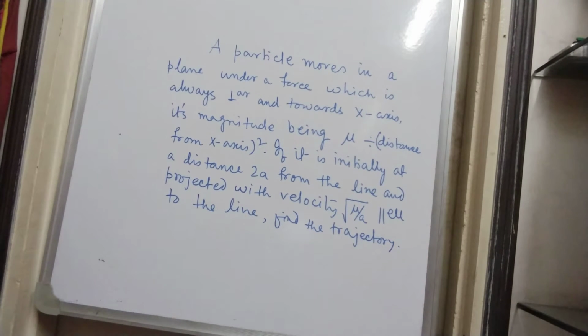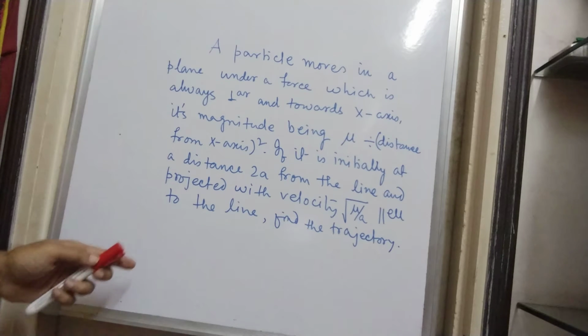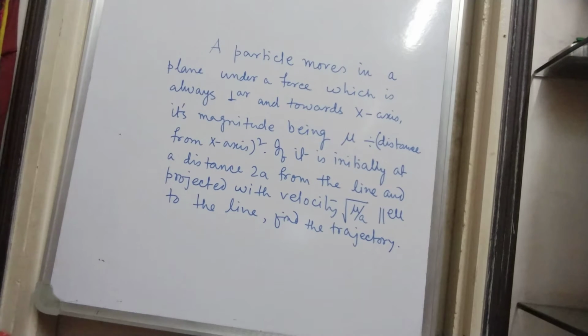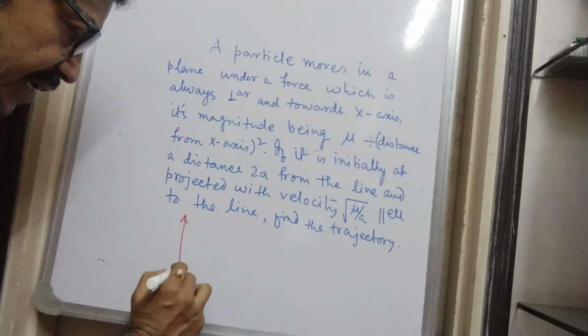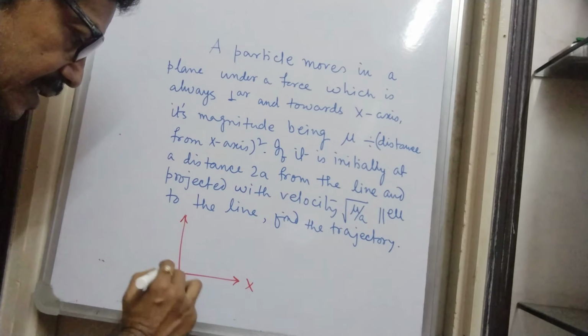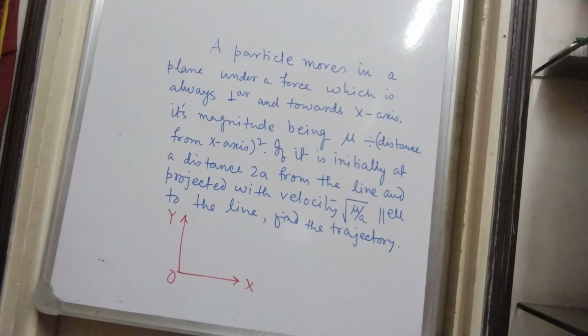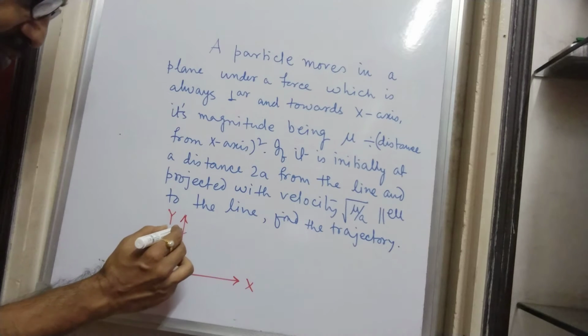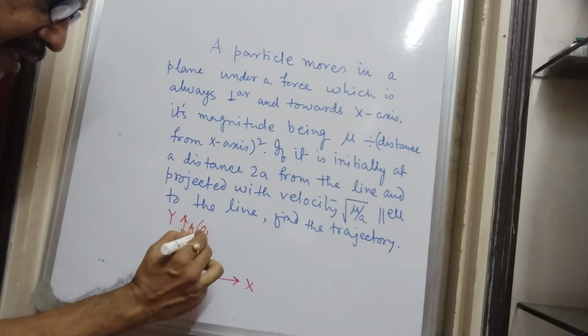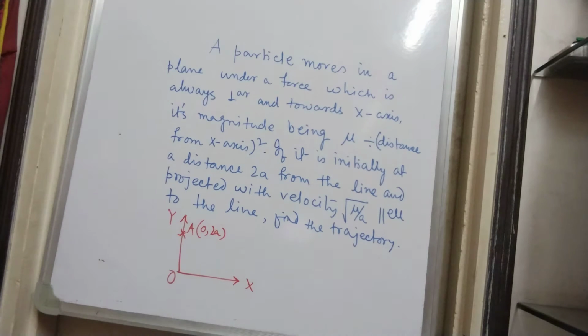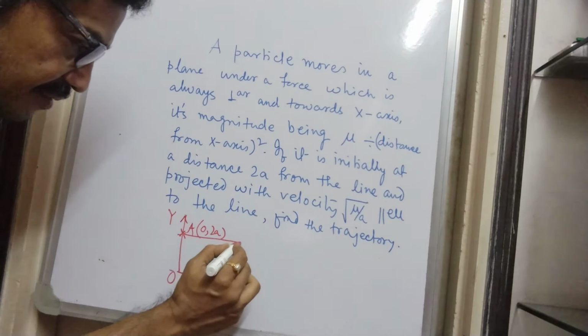Let us draw a picture of a two-dimensional motion according to this statement. Let us fix these two axes, x and y, and choose the point from where it is projected to be this point, capital A, having coordinate (0, 2a). So this is projected from this point with a velocity.